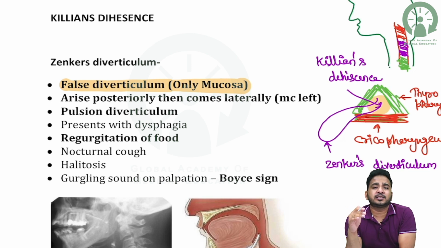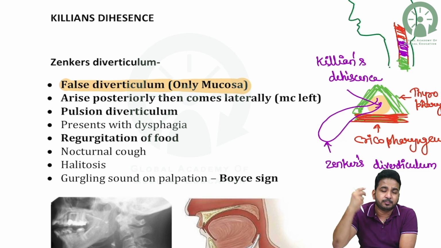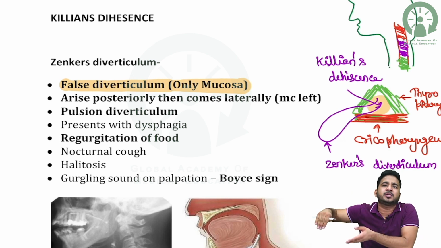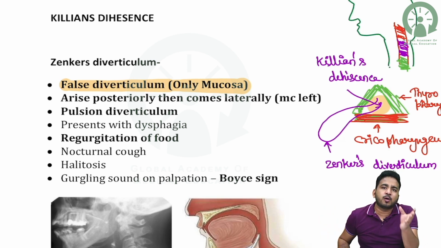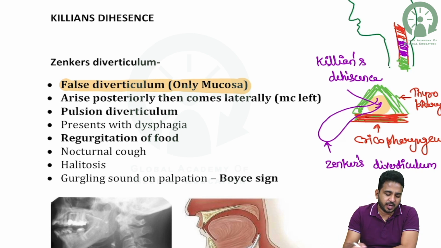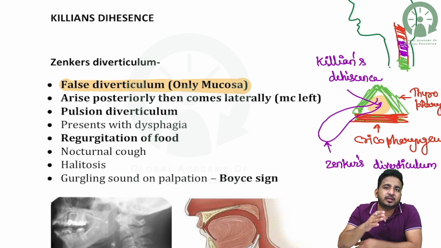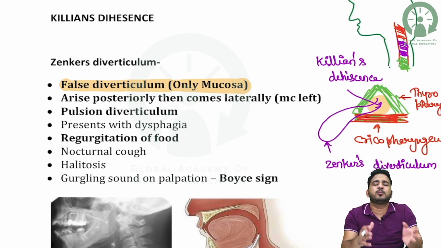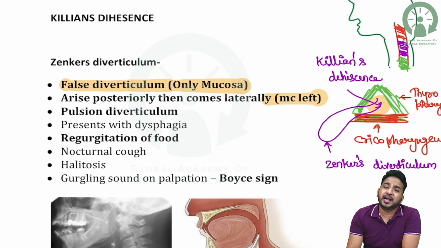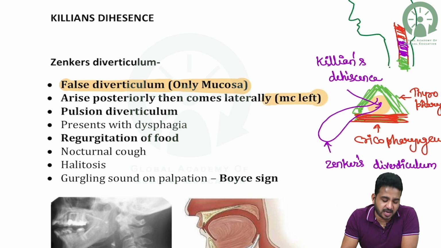So Zenker's diverticulum is a false diverticulum because only mucosal outpouching is there. More commonly, it starts posteriorly, it comes out from behind, then it appears in the neck laterally, more commonly towards the left side. It is also known as pulsion diverticulum.